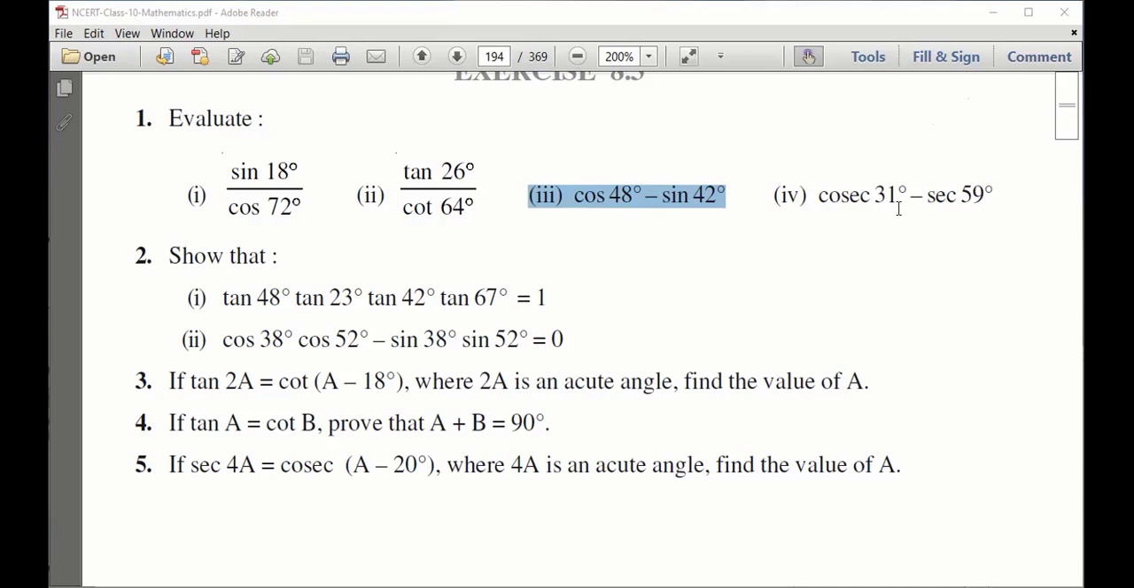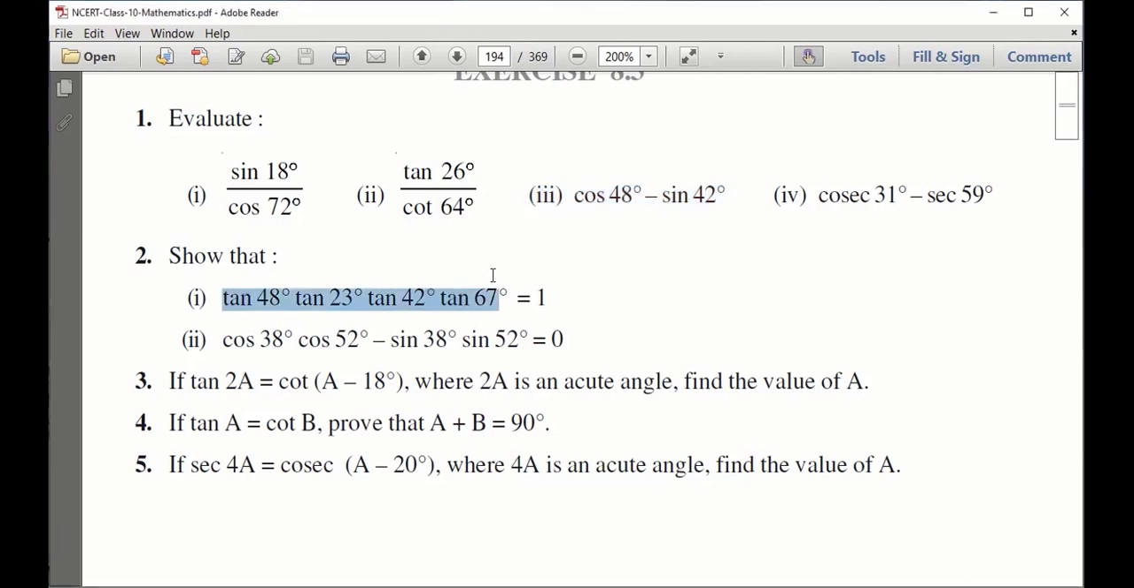Sir, we will convert cos into sine, so cos 48 becomes cos of 90 minus 48, which is equal to sine 42. So sine 42 minus sine 42 is 0. Correct. Very easy, guys.